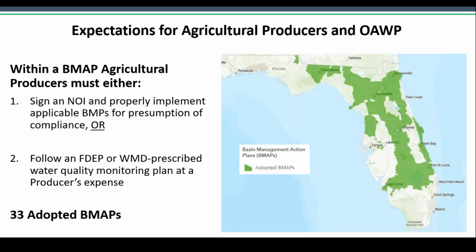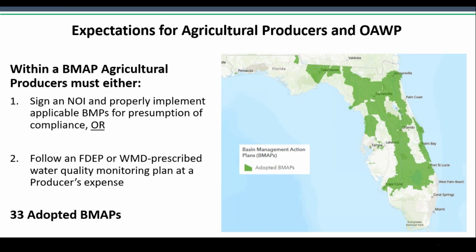Any agricultural producer within a BMAP must do either of the two things listed on this slide, either enroll in the FDACS BMP program and properly implement the applicable BMPs for their operation, or they must conduct water quality monitoring prescribed by DEP or their local water management district to show that they're meeting state water quality standards.